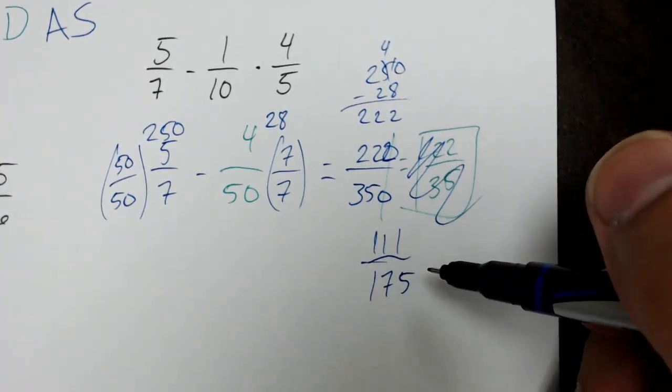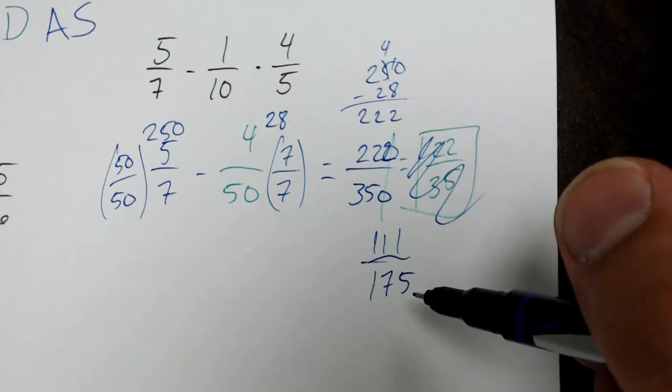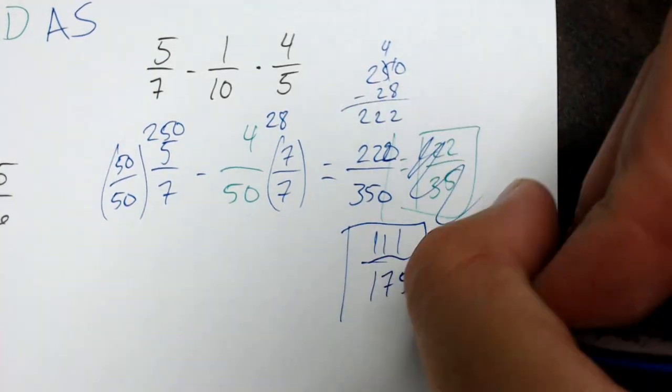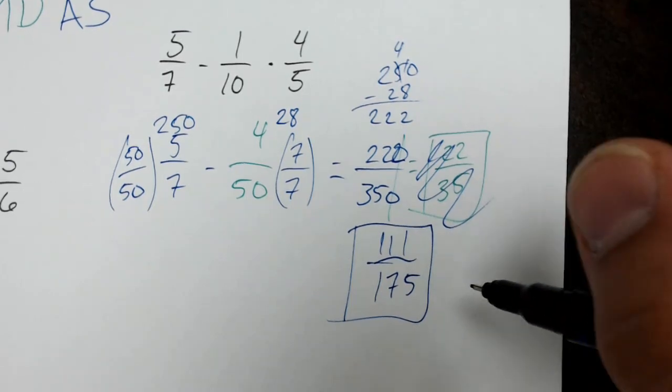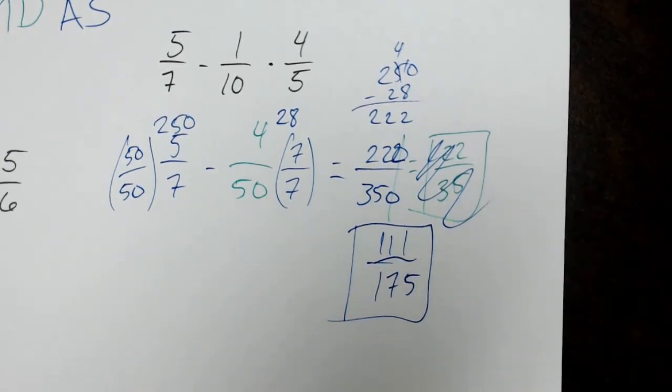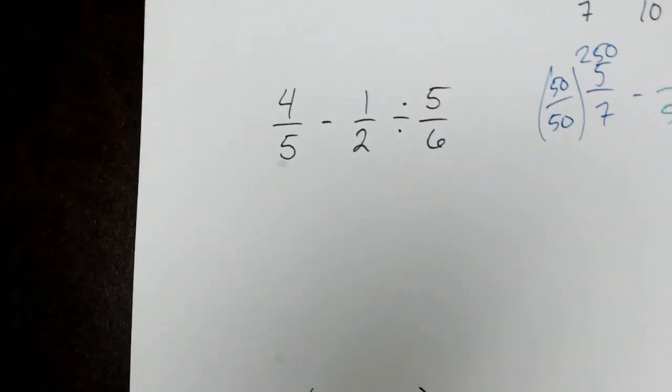Now I'm going to look for other ways to reduce. Nope, no other ways. Those are both prime. So there you go, 111 over 175. That's the final answer for that one. Now let's go on to the next one.